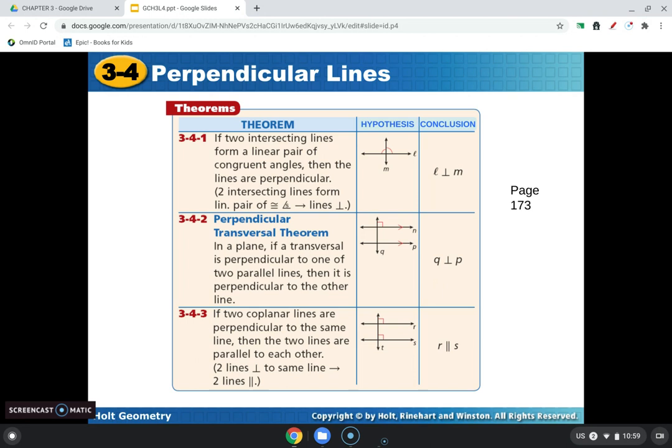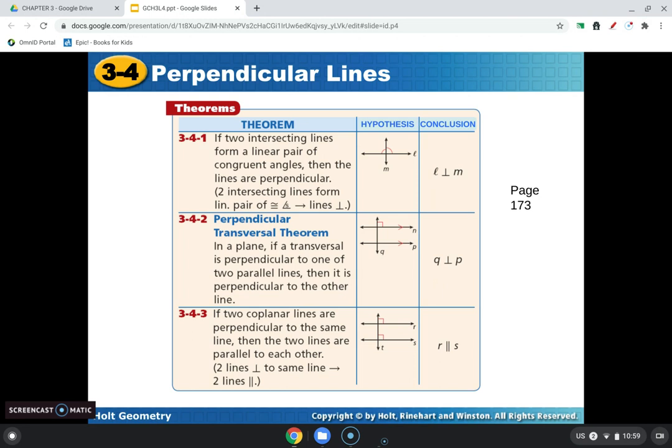342, the perpendicular transversal theorem. In a plane, if a transversal is perpendicular to one of 2 parallel lines, then it is perpendicular to the other line. So if you know that you have 2 parallel lines cut by a transversal and one is 90, then this down here also has to be 90. So Q and P would have to be perpendicular. Those would be corresponding angles there because they'd all be 90.